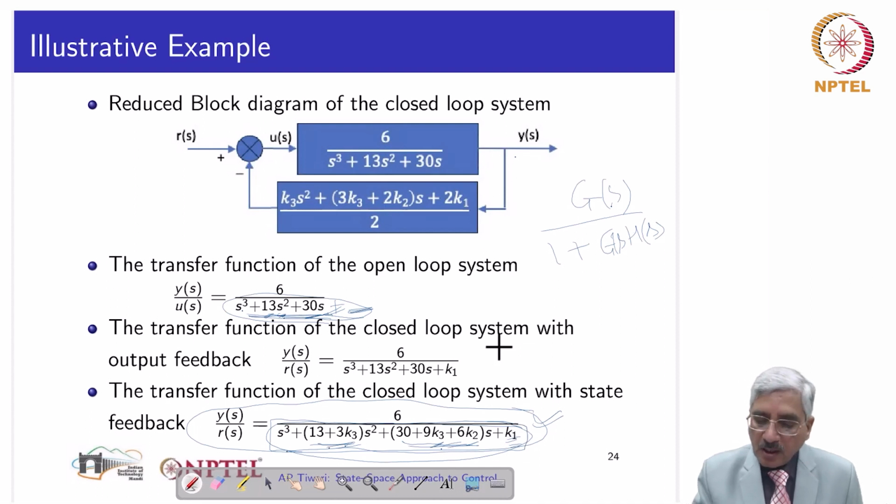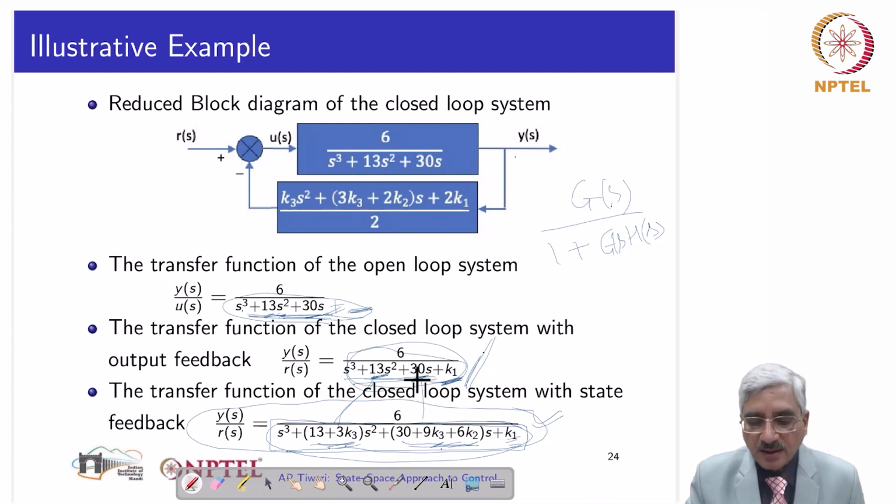Whereas if we go for output feedback, which is shown here, only one term will change and the remaining terms cannot change. This 13 will remain 13, this 30 will remain 30. Compare this with this, and this with this. Because of the output feedback, only one term could change. So obviously there will be limitations in the characteristic polynomial of the closed loop system with output feedback.